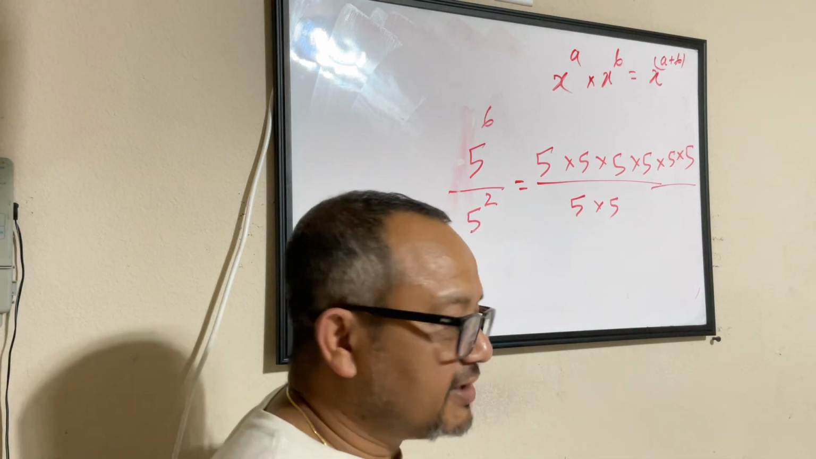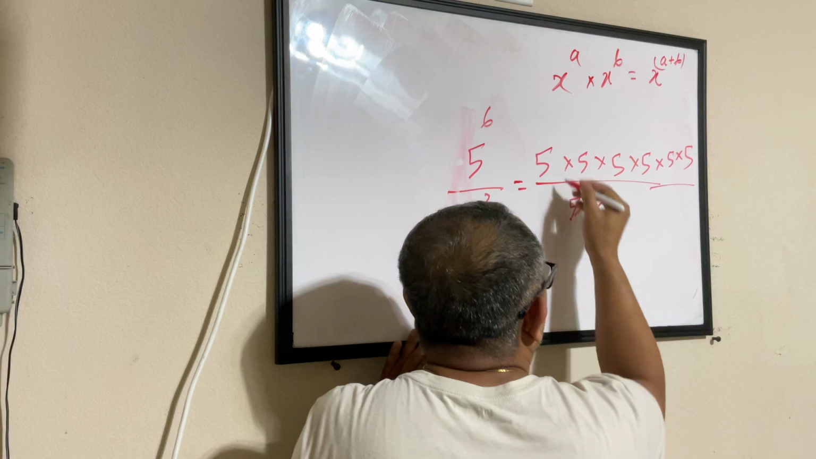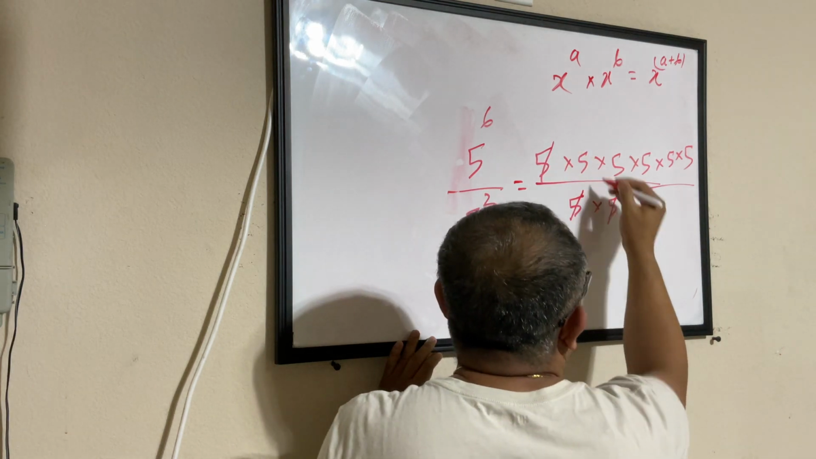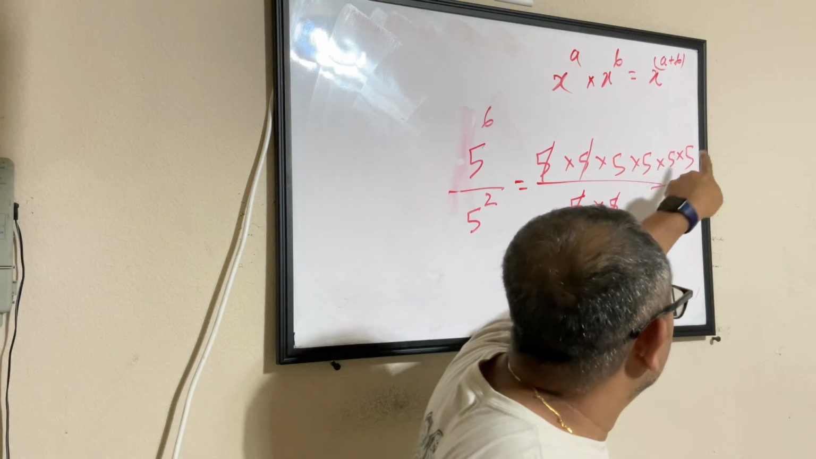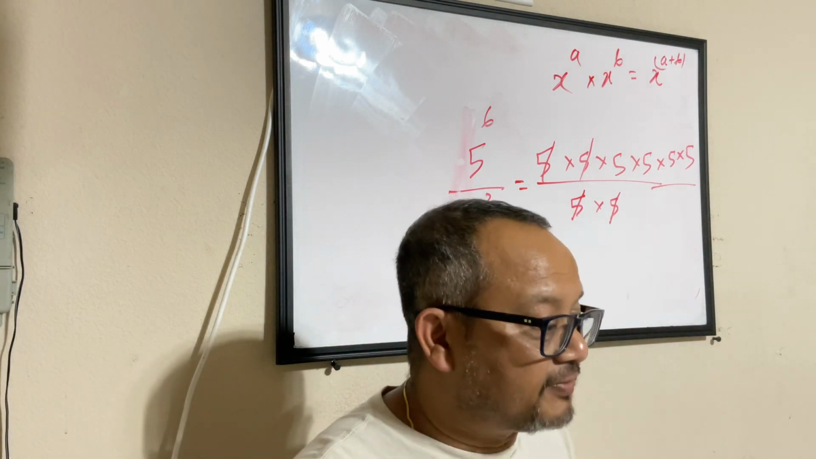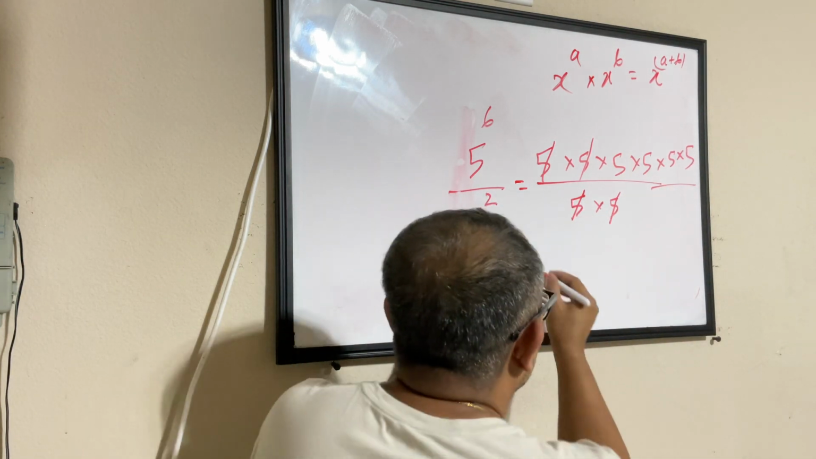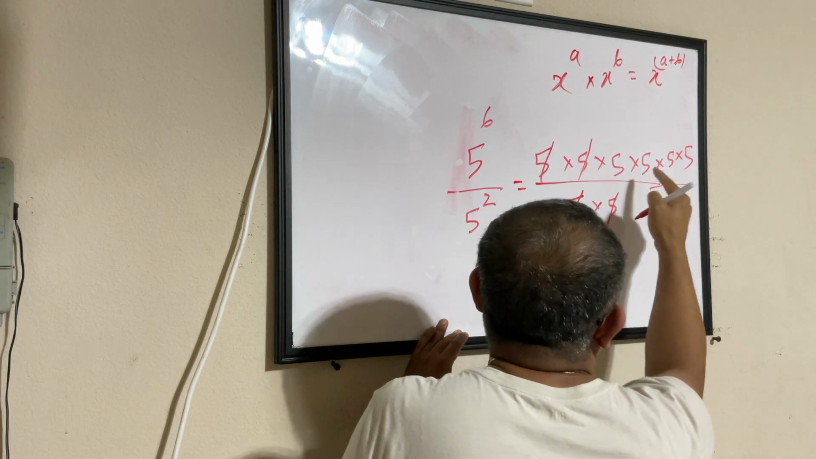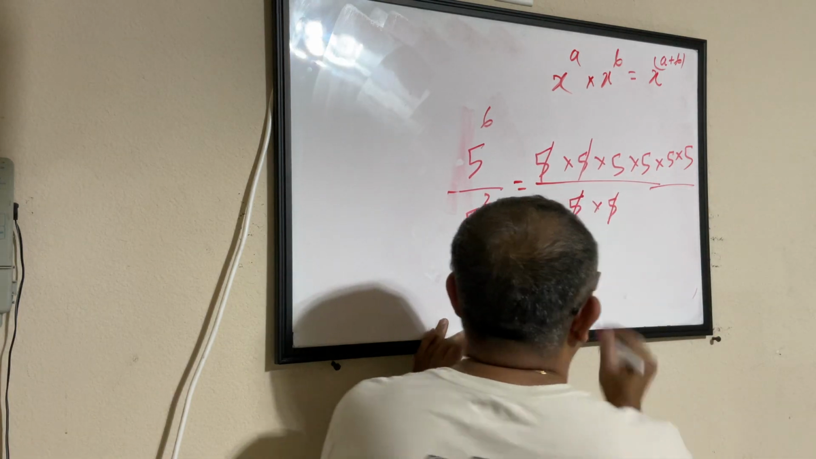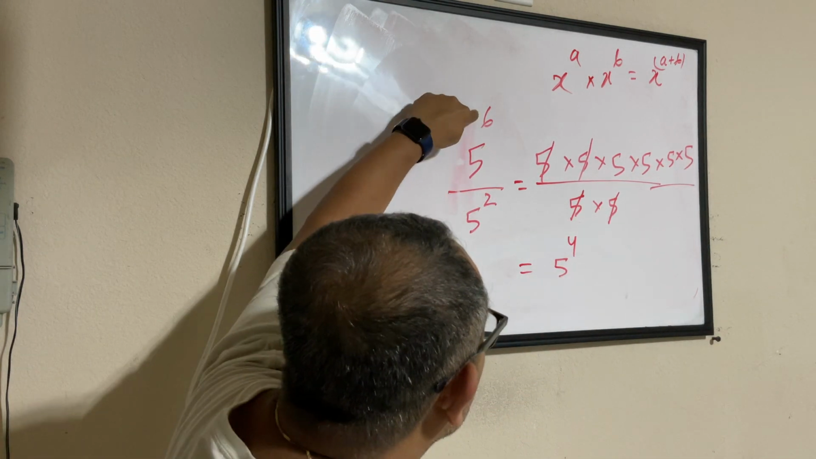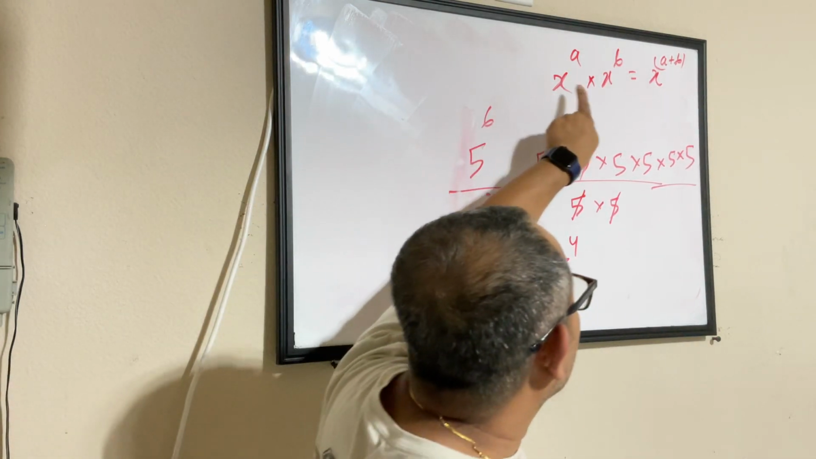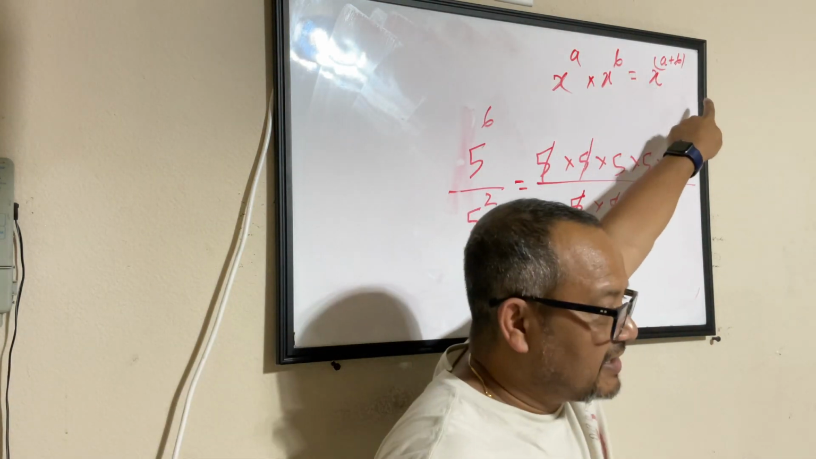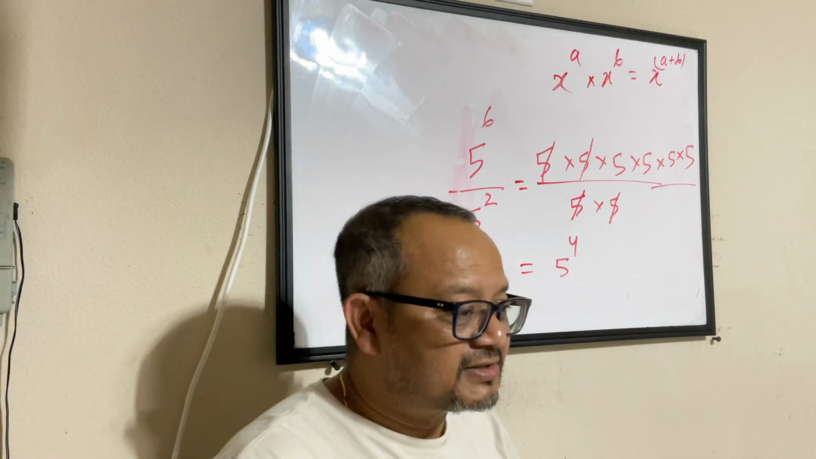Now time to play tic-tac-toe. What do we have now? 1, 2, 3, 4. 4 times 5, meaning 5 to the power 4. What it became? 6 minus 2 gives me 4. So when we were multiplying, the power was getting added. When I am dividing, the power is getting subtracted.